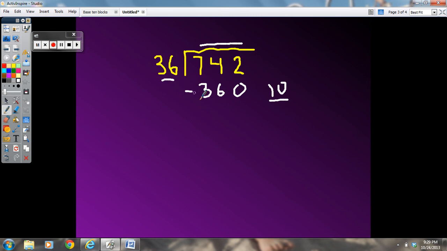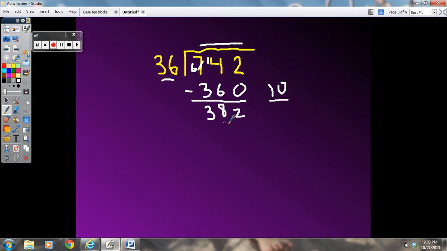Now, how many blocks would I have left? I would have to subtract to figure out how many blocks I would have left. So if I subtracted 742 minus 360, I would get 382.